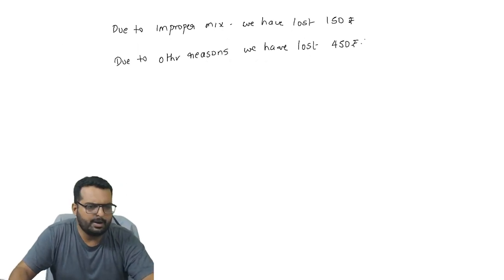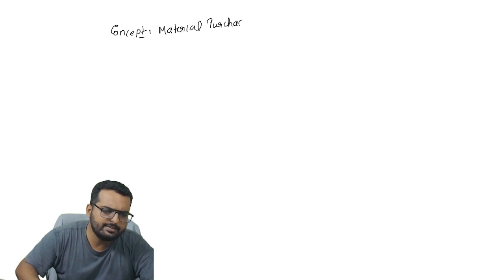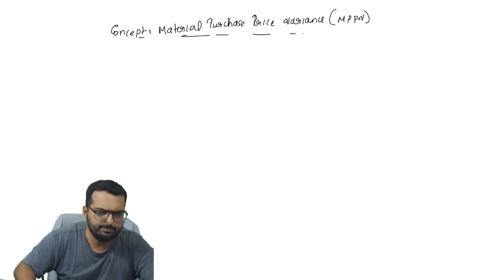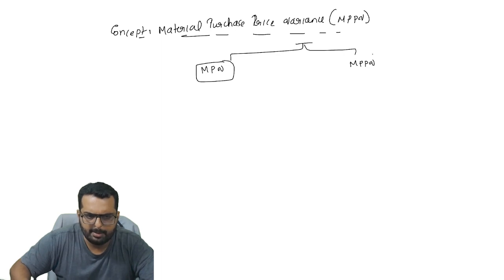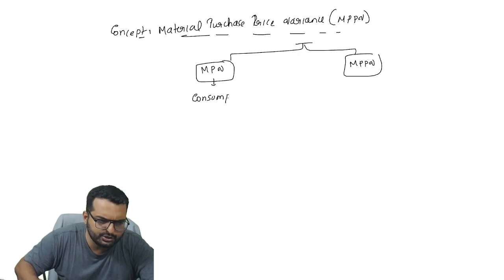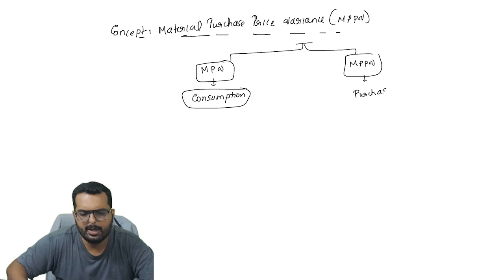I believe you are done with this part, friends. I'll go to the next one now. Next concept is called material purchase price variance, or the short form of this one is MPPV. Friends, there are two types of variances. One is MPV, material price variance, and the other is material purchase price variance. This is for consumption. How many fish has been consumed? This one is for purchase.